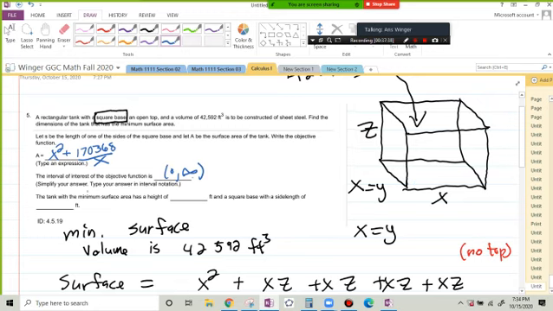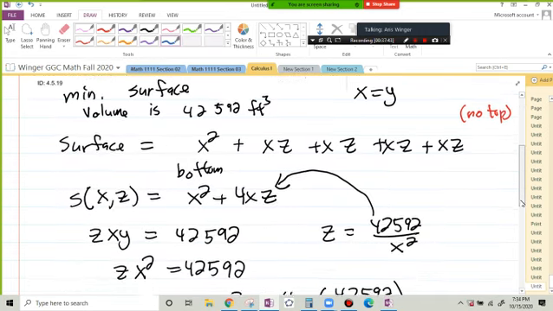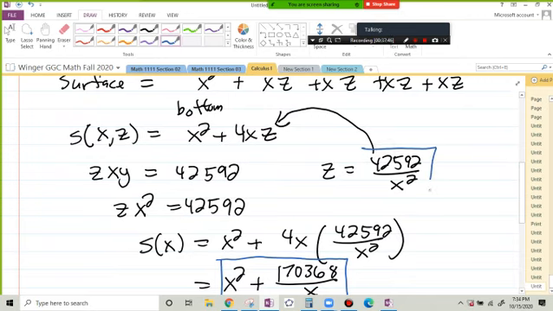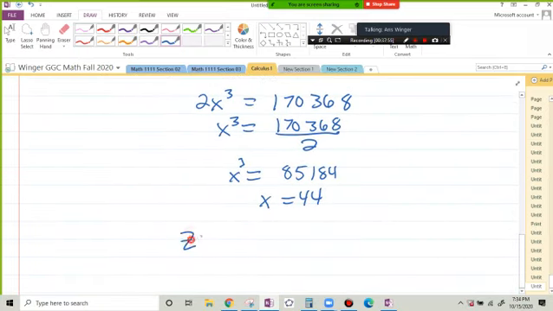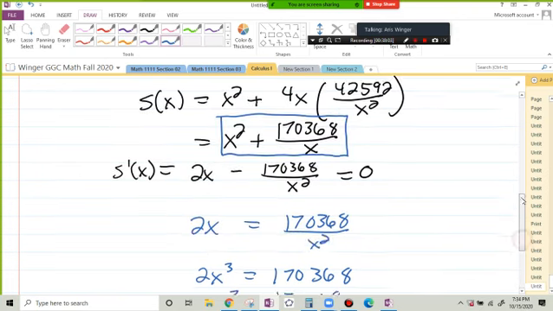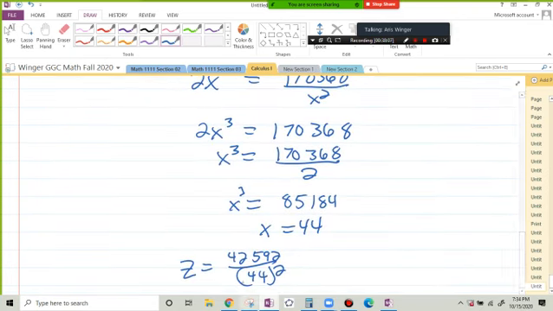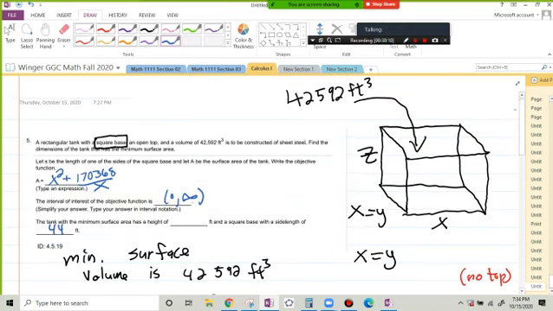And then the height we don't know, but the side length we just found out was 44, and we can get the height by doing this. Z equals 42,592 over 44 squared. So to get Z, that equals 42,592 over 44 squared. We can only hope that that number is nice. Yeah. Excellent.